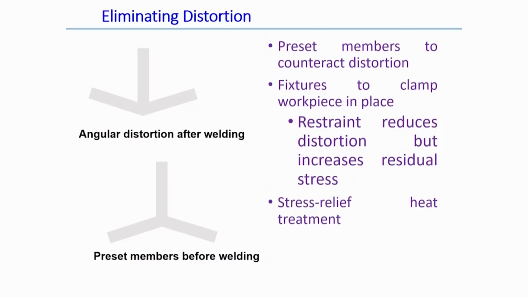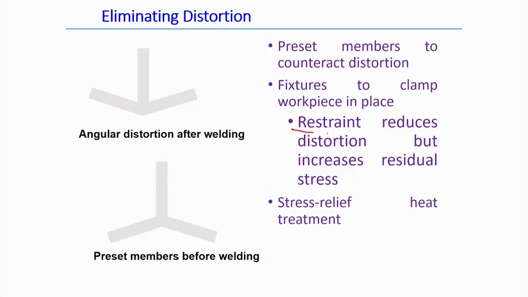Therefore, the concern is how to control or avoid the distortion in the welding process. Although it is not possible to completely avoid the distortion, we can follow some simple methodology such that distortion can be reduced. One is to preset the members to counteract distortion. Before doing the welding process, if we know in which direction the distortion will occur, we can preset the members to counteract it. The second is a fixture to clamp the workpiece in the proper position, to avoid any kind of distortion.